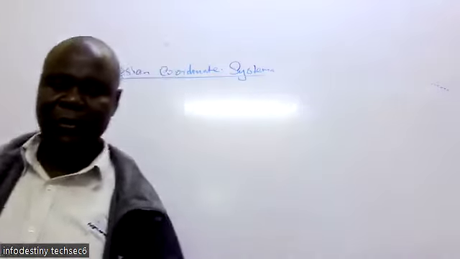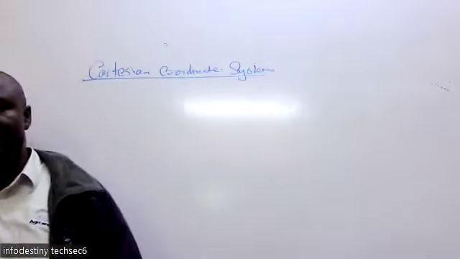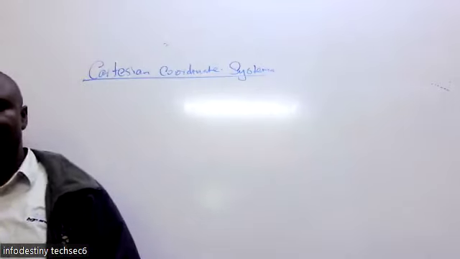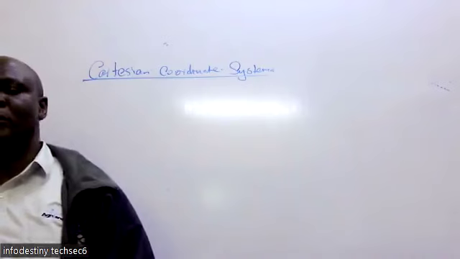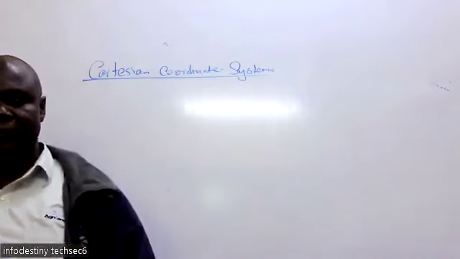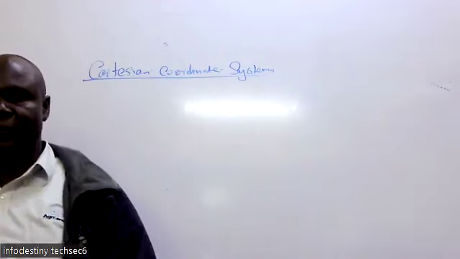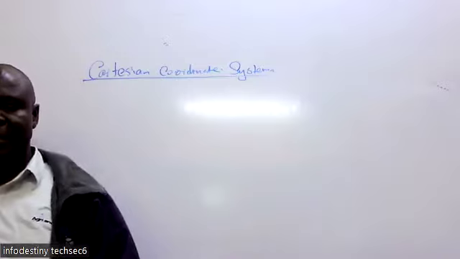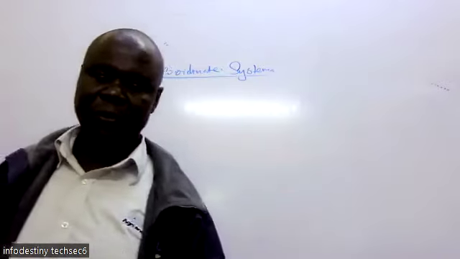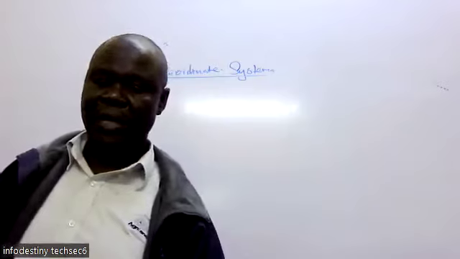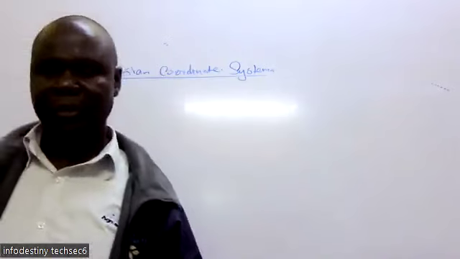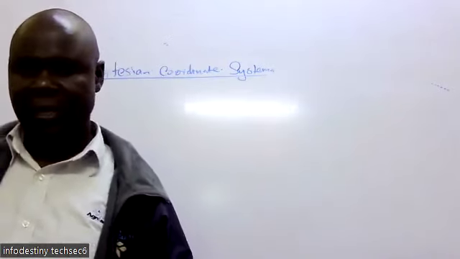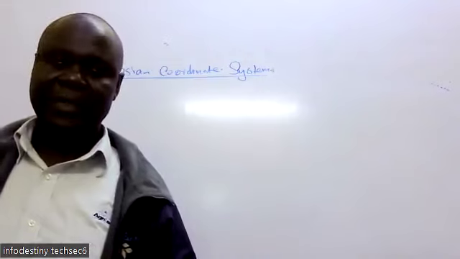Distance from this point 0 to the right or upward shows positive values. And distance from this point 0, or origin, to the left or down shows negative values.